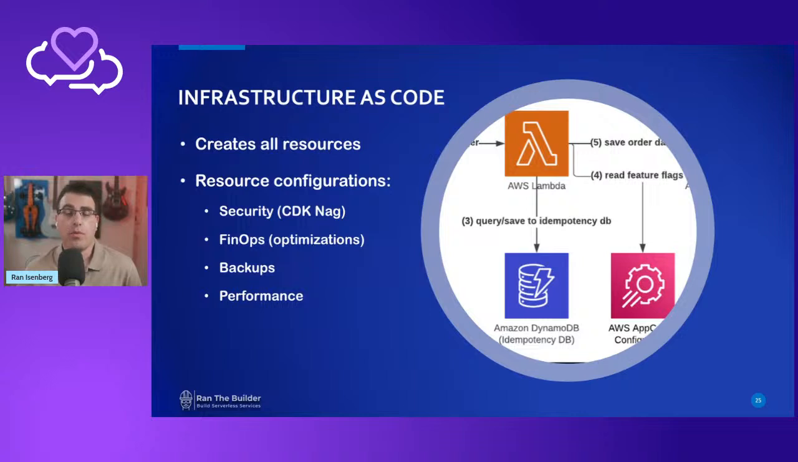You're going to have some FinOps optimization, cost saving. So for instance, in dev accounts, maybe you have an Aurora cluster, you're going to set the machine types to something that you're not going to pay that much for, but in production, you're going to have a much stronger machine. Backups, you're going to have backups enabled for your DynamoDB table or Aurora tables. Performance, you might want to have provisioned concurrency for your Lambda functions in production, but not in dev accounts. So all these configurations are very critical and are part of the infrastructure as code.